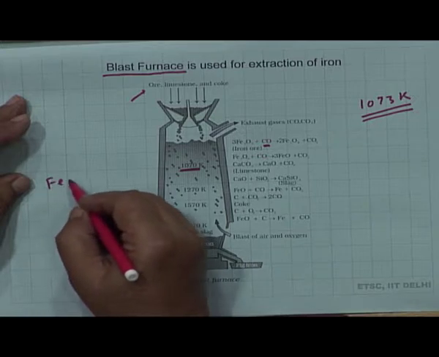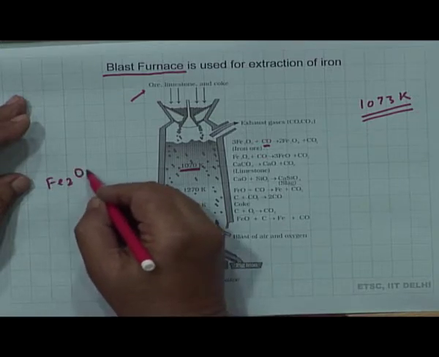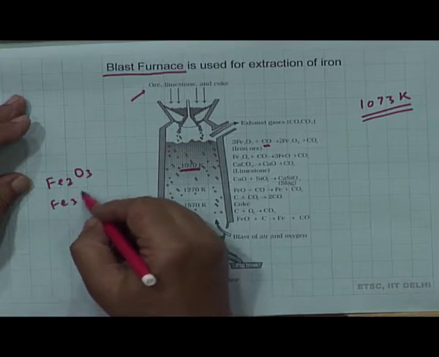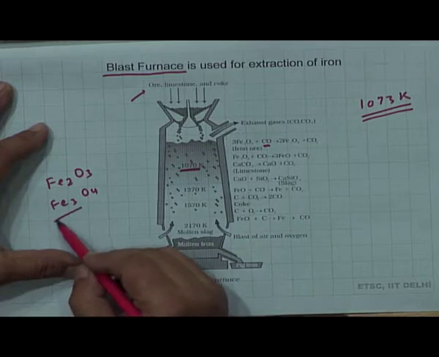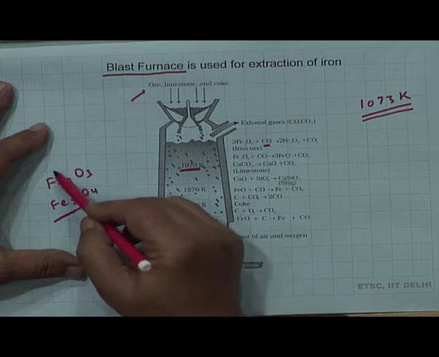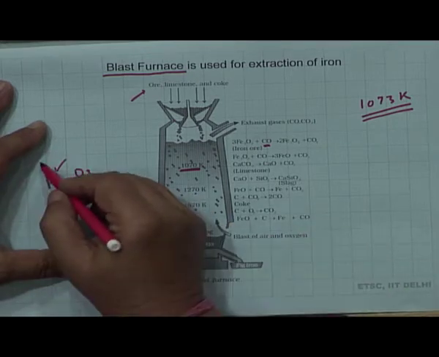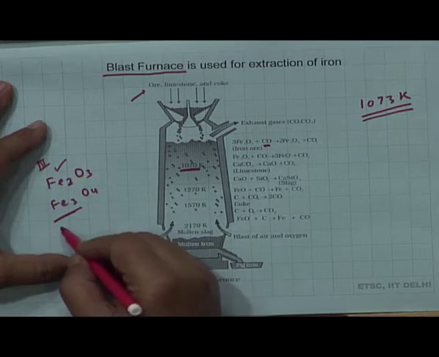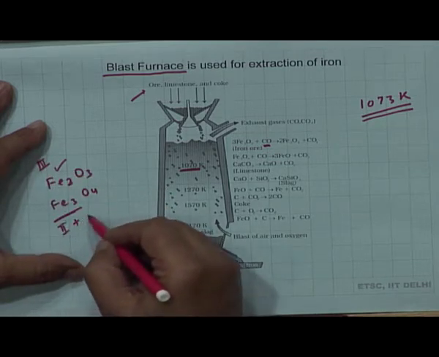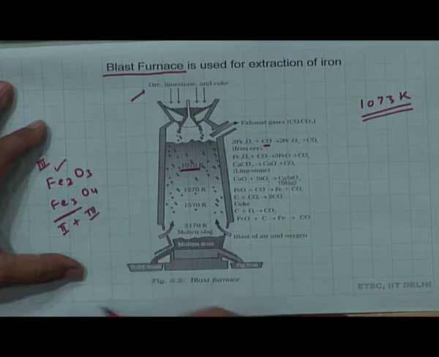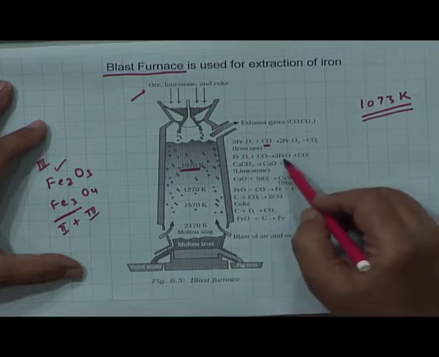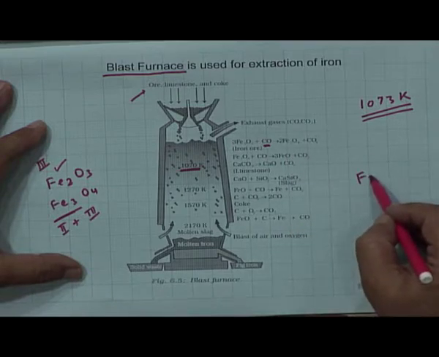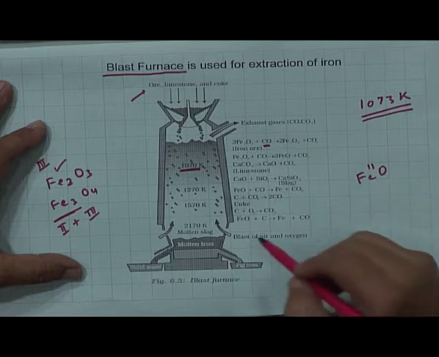If you look at Fe2O3 and Fe3O4, you can see the formal oxidation state of iron in this is lesser than this. Here all iron is in 3 oxidation state, here iron is in 2 plus and 3 both oxidation states. So, iron in magnetite is partially reduced. This magnetite is further reduced to iron 2 oxide. In FeO, the oxidation state of iron is 2.